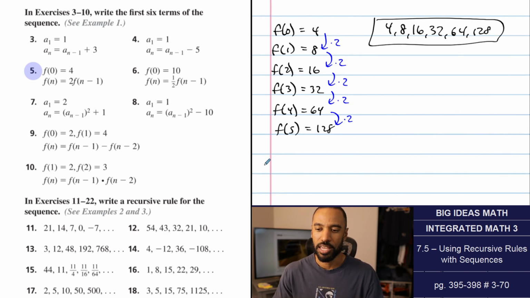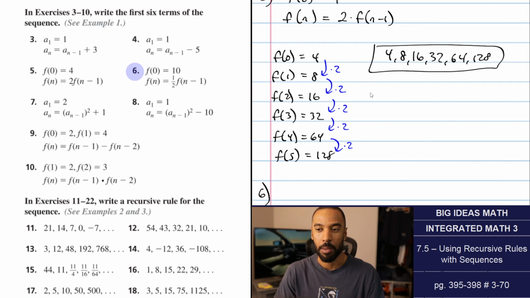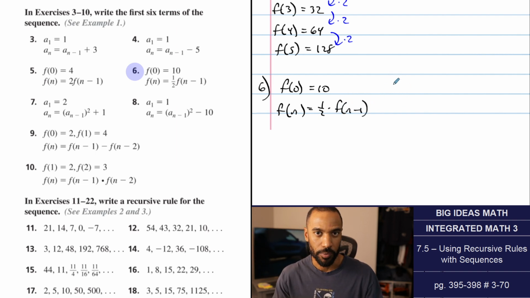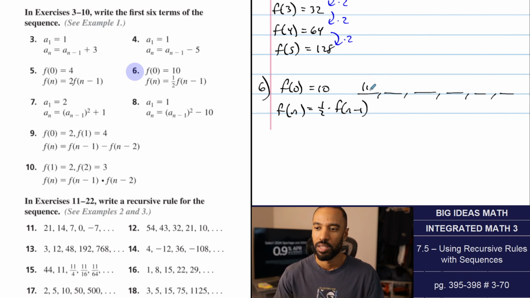Number 6, and I think it's at this point that I'm really going to speed run it, meaning I won't even write the f ofs per se. I'll copy down the problem. F of 0 is 10, and f of n is 1/2 times f of n minus 1. Now we're taking half of what we had before, right? So here, I'll do it this way this time. I'll actually write them out and get them prepped. So we start with 10. Then we have to, again, multiply by 1/2.